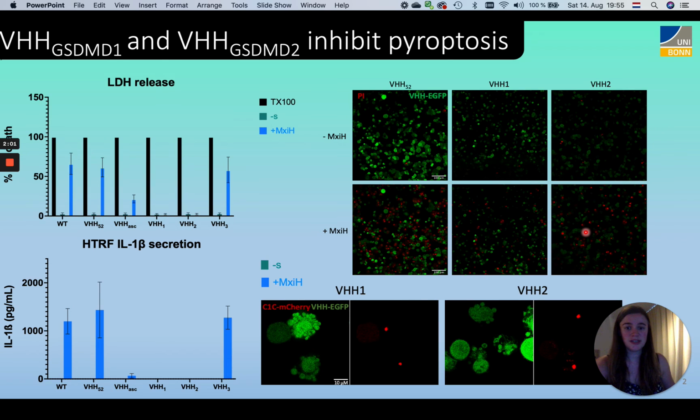Instead, these cells actually undergo apoptosis, which is seen here, even though they still form specks, so basically an indicator for these inflammasomes.